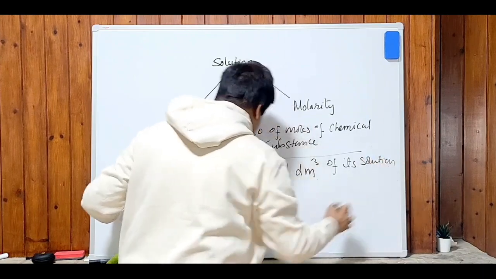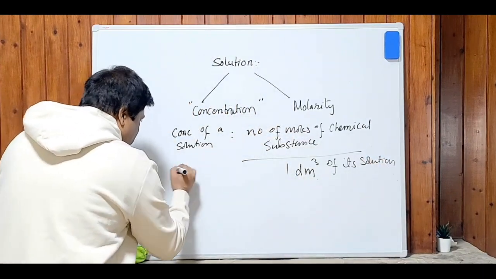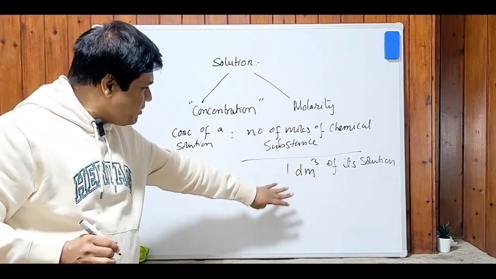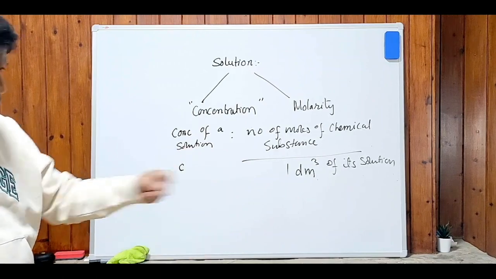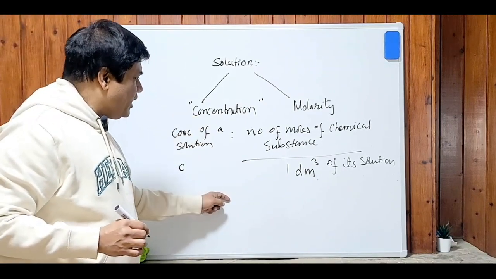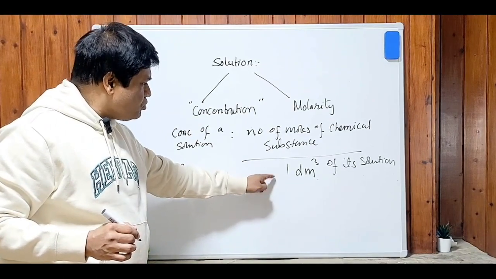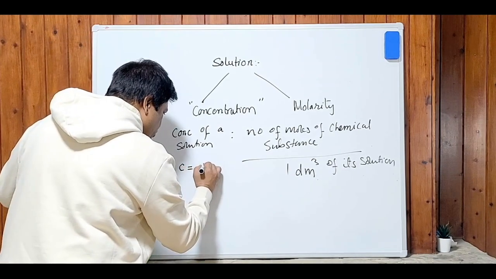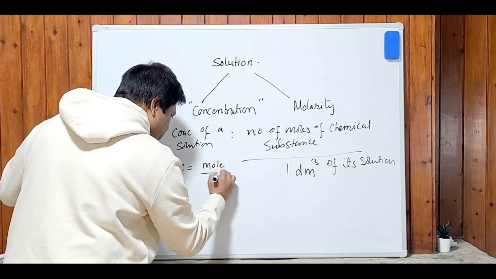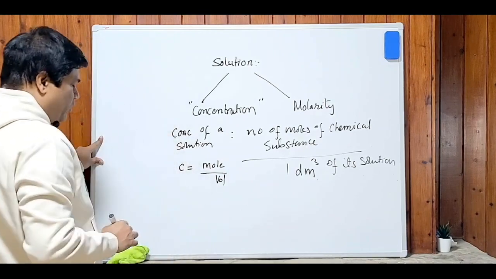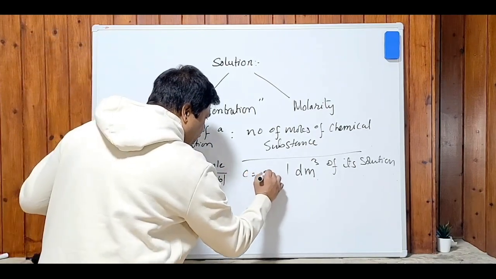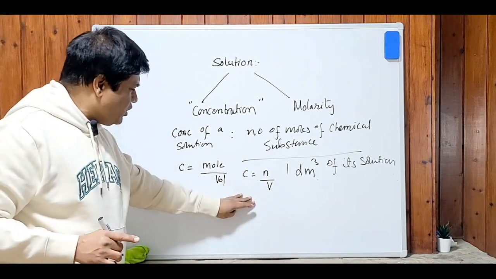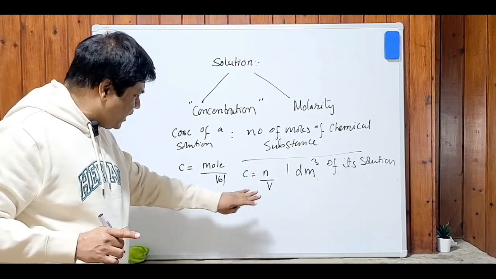So it's easy. Can I use the C? C is for conc. Concentration is nothing but the number of moles of any chemical substance, which is the solute, divided by its volume. The volume should be in dm³. So conc or C equals moles over volume, or conc equals n over V. Use this formula, copy down this formula. We will use this formula in many questions.